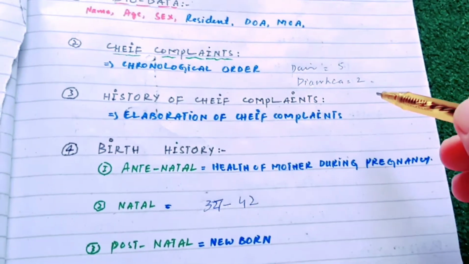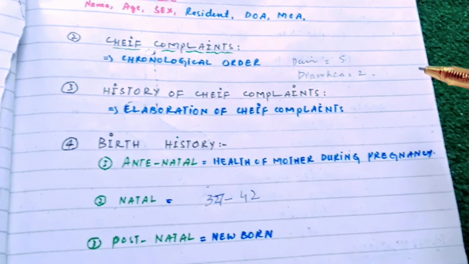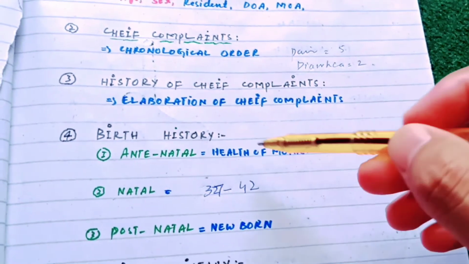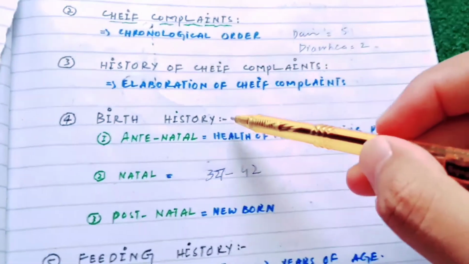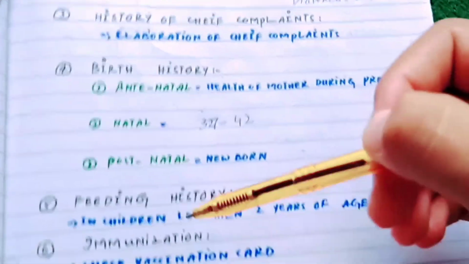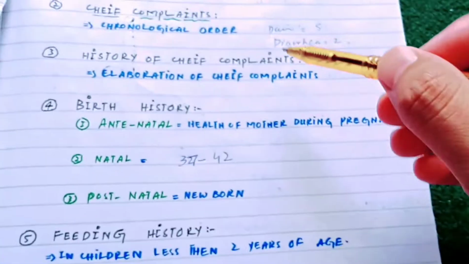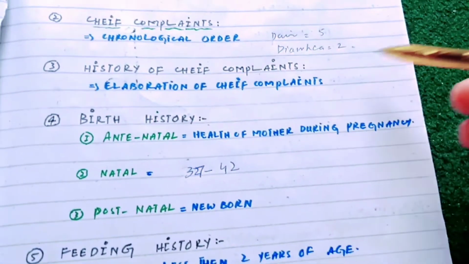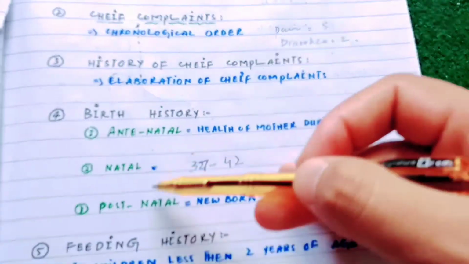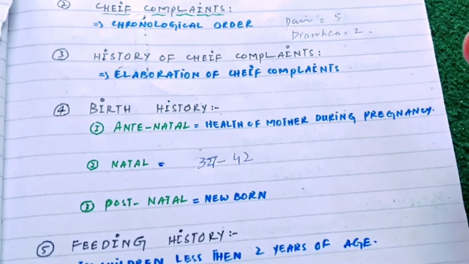Now the fourth thing, the birth history and other pediatric history. These things are different from other histories: one is the birth history, the others are feeding history, immunization history, and developmental history. So in birth history, we actually ask three things: the antenatal history, the natal history, and the postnatal history.